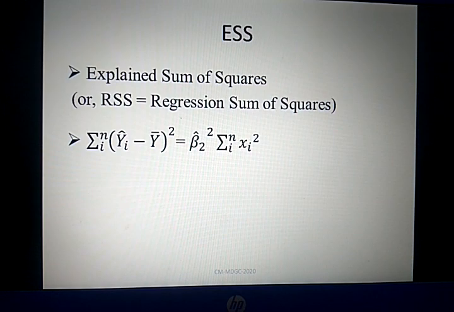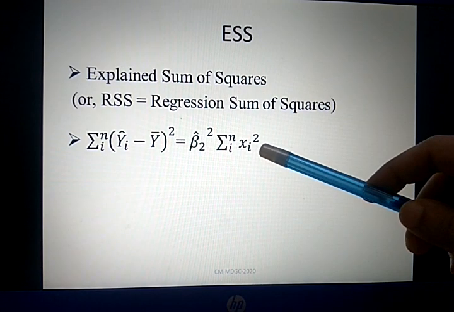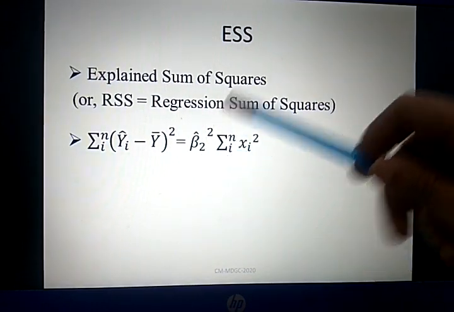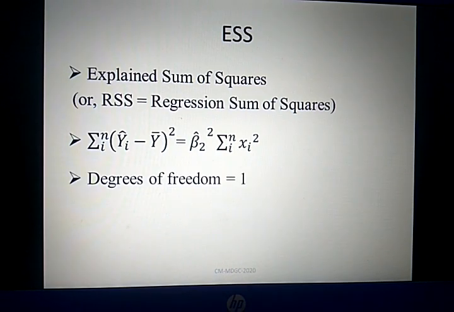This is the formula of ESS, where xi square is known and the only unknown is beta 2 hat. So degrees of freedom is 1. The general rule for computing the degrees of freedom of ESS is the number of coefficients to be estimated minus 1. Here we have considered the two variable regression model, so the degrees of freedom of ESS is 2 minus 1, that is 1. In a k variable regression model, the degrees of freedom of ESS will be k minus 1.